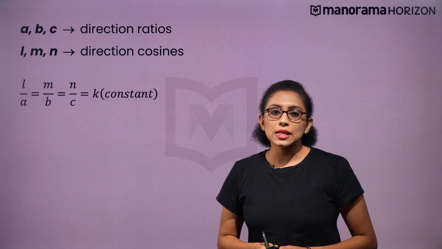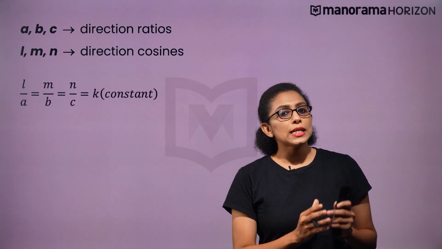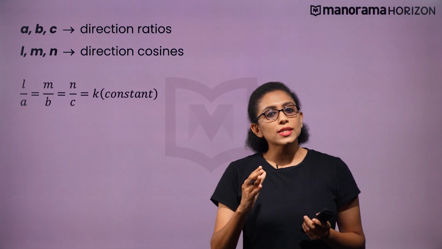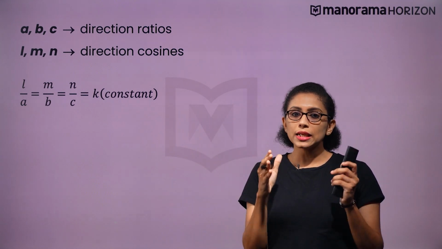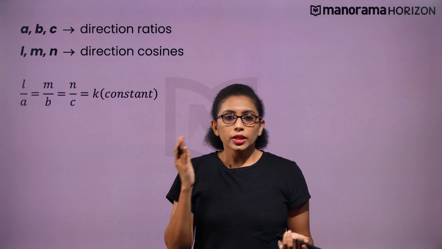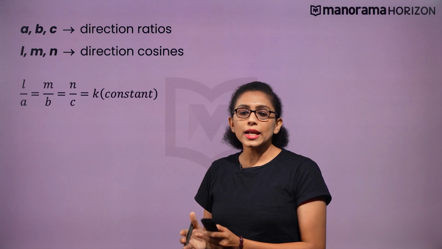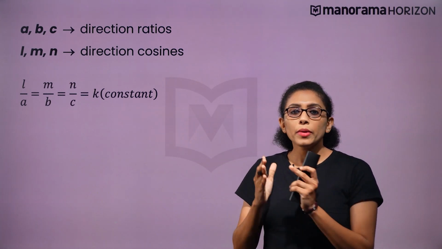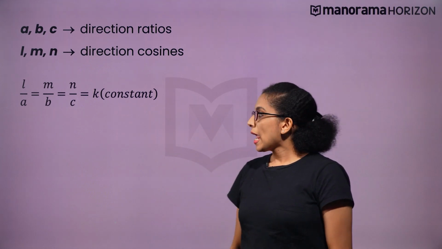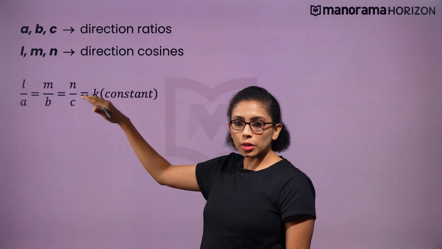Now, let us discuss an important concept: what are the direction cosines and direction ratios of a line? A line is something which extends to both ends. That means it is a combination of two vectors in opposite directions. Here also A, B, C are the direction ratios of the line and L, M, N are the direction cosines of the line. Then L by A is equal to M by B is equal to N by C.